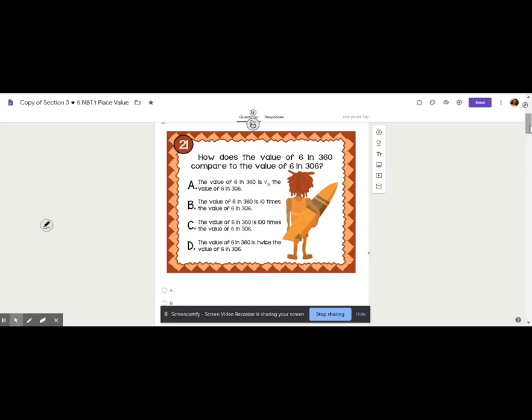We are going to practice this problem. This is from section 3, place value. So this is just another type of question that we'll see on tests. So this says, how does the value of the 6 in 360 compare to the value of the 6 in 306? So what we do here is we write out the numbers that we're dealing with, and we underline which number they want us to focus on. So we have 360 and 306.